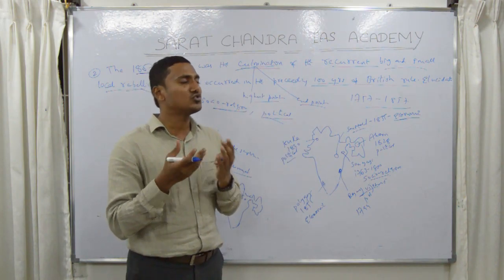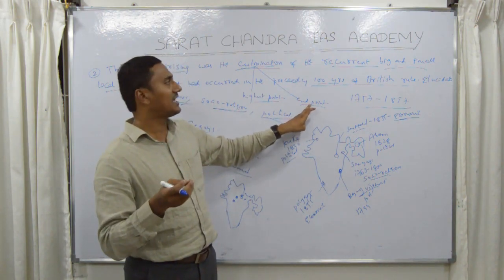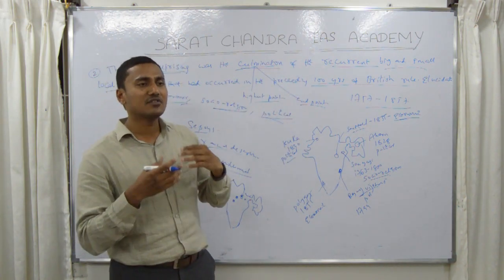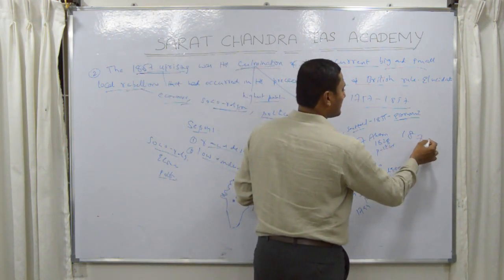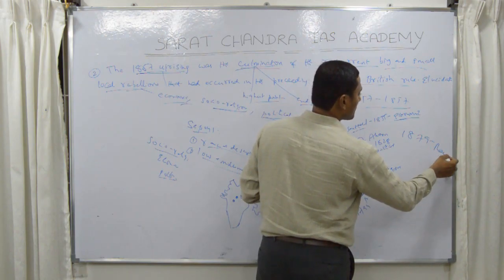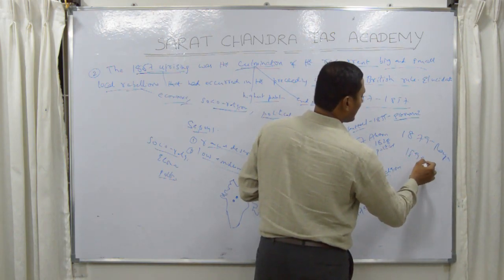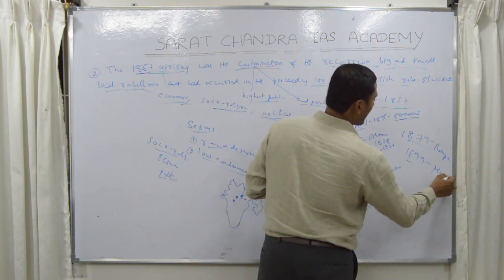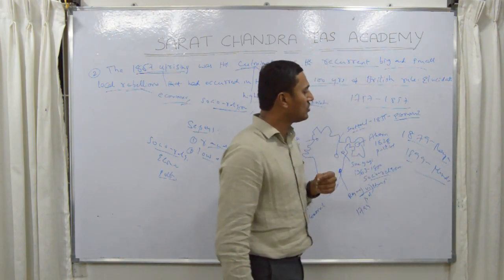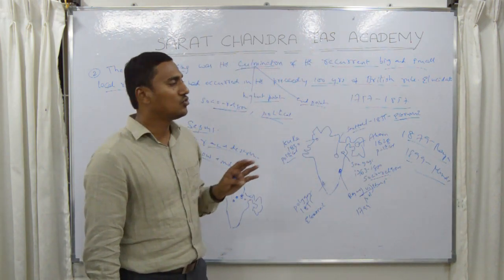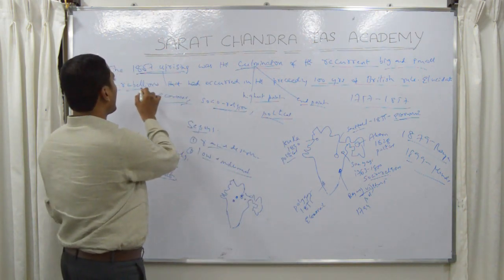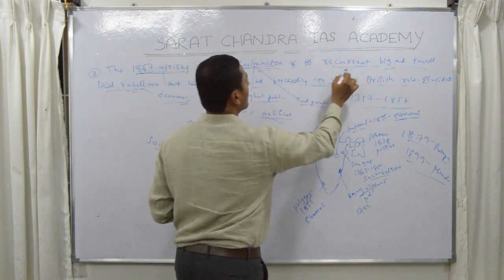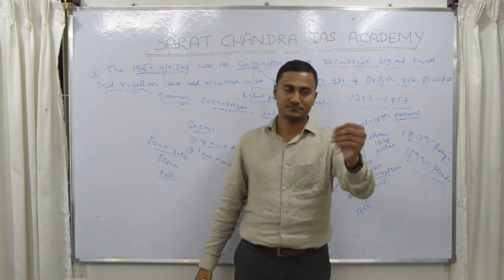However, you don't need to agree with the end point. You can say this is not the end point. After this also there are a few revolts. As I told you, in 1879 the Rampa revolt and in 1899 the Munda rebellion. With that you can conclude your answer. So remember, essentially you have to address every point in the question.